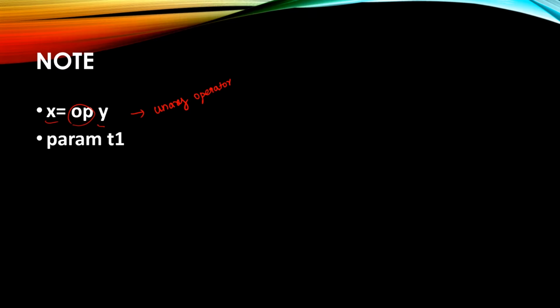Okay. If a statement like this is given, param1, so this is what? This is like a function. So here we have to place param in operator field, and T1 is what? T1 is the argument, and this has to be placed in argument 1 field. Neither argument 2 nor result field are used here.